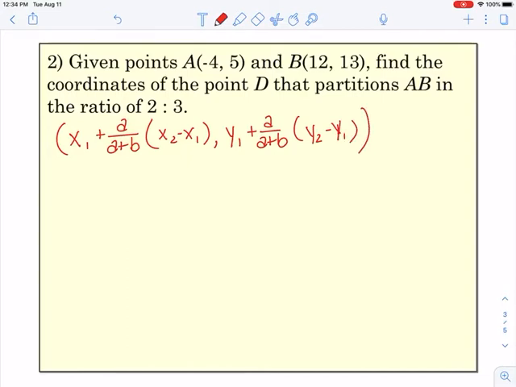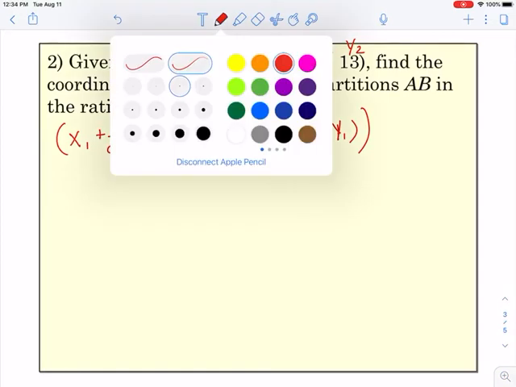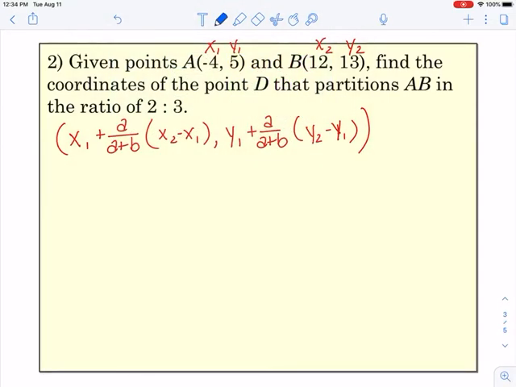Okay. And again, it absolutely does matter in this case which one you call x1, y1 and which one you call x2, y2. Our first ordered pair has to be the x1, y1, and our second one has to be the x2, y2. Okay, and now we'll go ahead and plug it in. So for x1, I have -4. Again, A and B are coming from that ratio of 2 to 3. A is going to be your first one. B is going to be your second one.